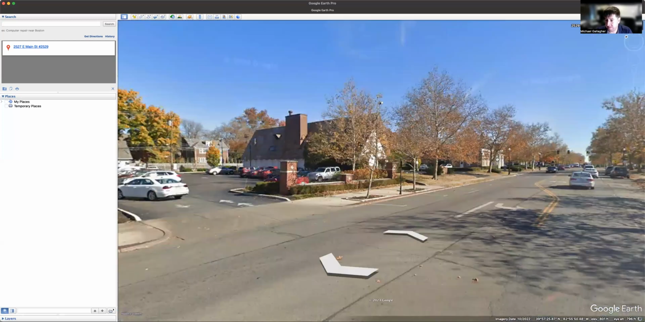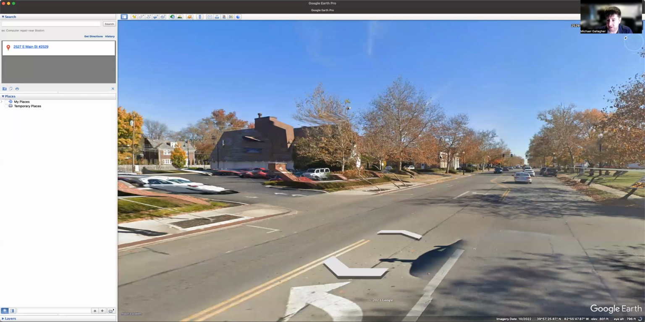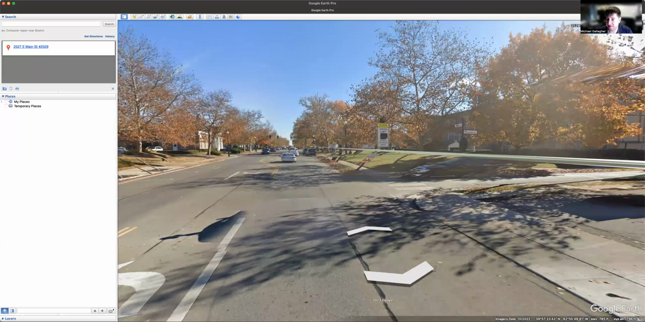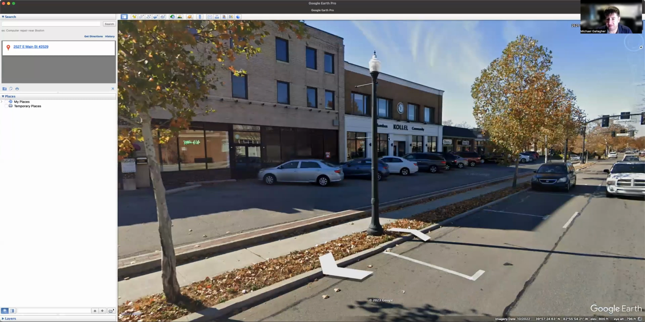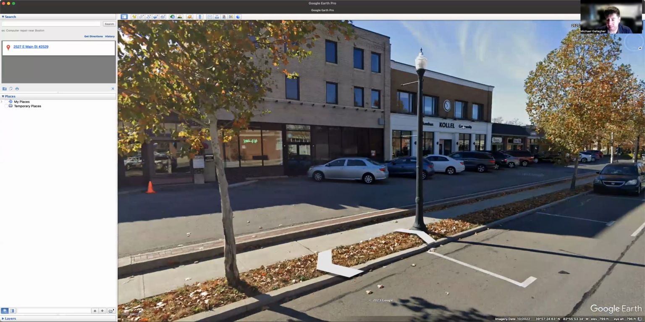So this is kind of Main Street in Bexley. If you've never been here before, it's a 2-lane road. It's pretty slow traffic, but this is a main center. There's a Jimmy John's down here, a Verizon, Great Clips. So I would say it's a pretty hopping center.